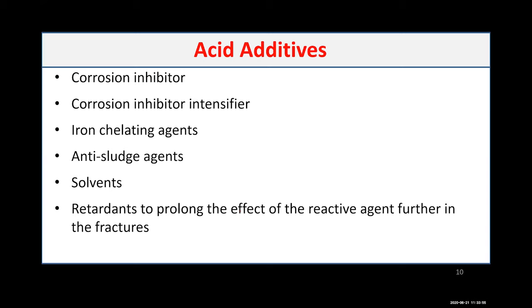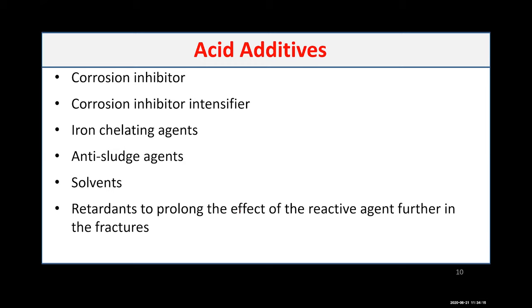And you will have a long list of additives that are provided by the surface company, and your job as the engineer working with a production company is to be sure that you select the right additives with the right concentration, and that these additives are actually needed in your case. For example, the first additive and the most popular one is the corrosion inhibitor.